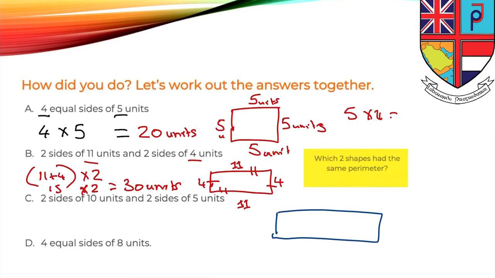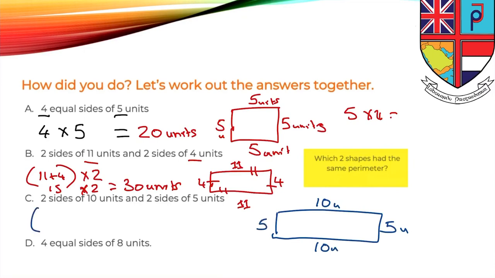We've got two sides of 10 and two sides of 5. So the longer side will be 10, correct? And the shorter side will be 5. I'm going to pop a U in here just so you know it's units, okay? So we know there's two sides of 10. The opposite side will always be the same. So 10 units will be there. And the opposite of 5 again will be 5.